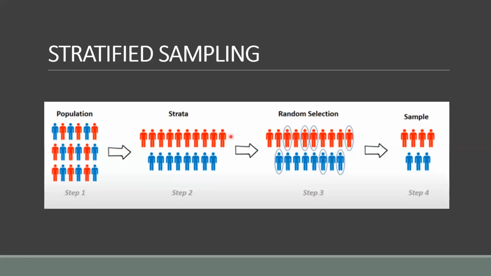So let's say the red individuals will be the female patients that we have, and the blue individuals here would be your male individuals. Then from each strata that you have, or subpopulation, from the red and the blue ones, you will conduct a random selection. So from the red individuals, the sample that we have obtained would be 4. And for the blue individuals, which represents our male patients, would be 3.